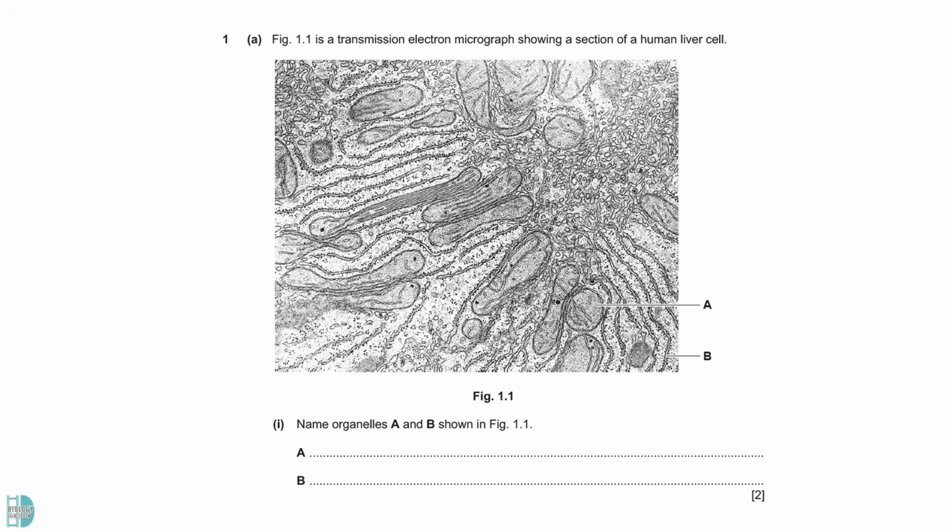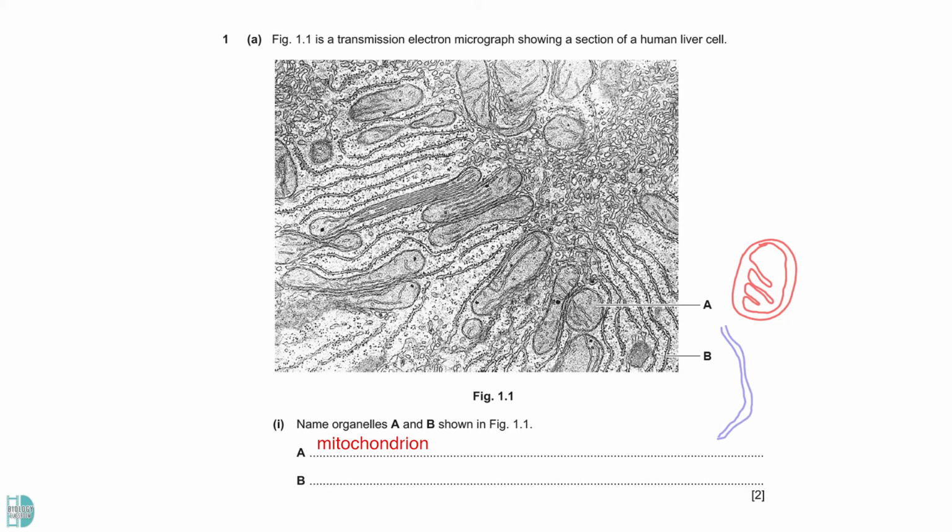In question 1a, you have a transmission electron micrograph showing a section of a human liver cell. A looks circular and seems to have two layers of membrane, as you can see two lines there. You can also see the foldings of the inner membrane. So an organelle that has double membranes and folded inner membrane, it must be mitochondria.